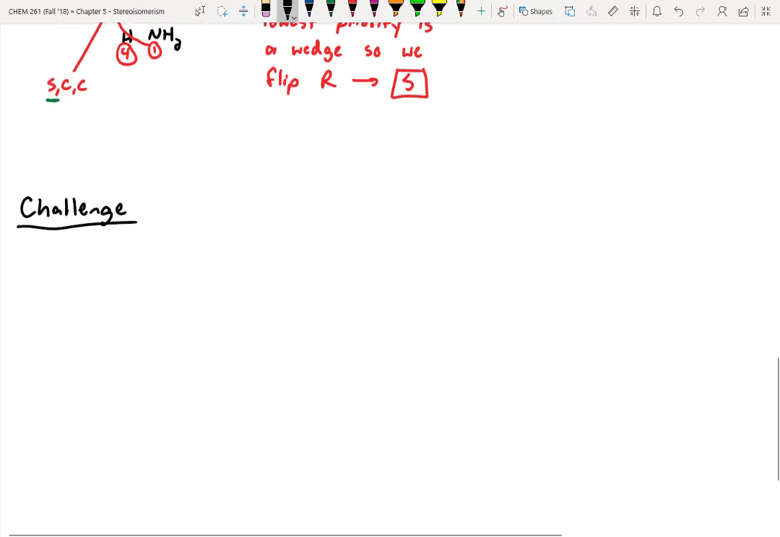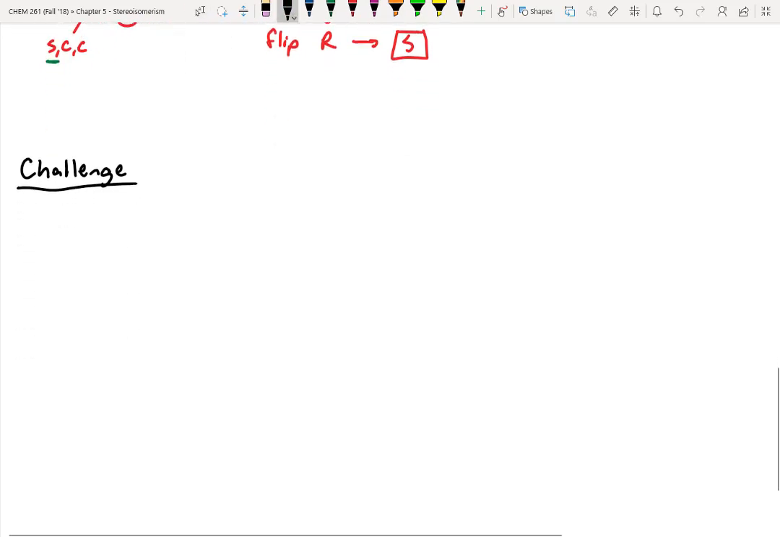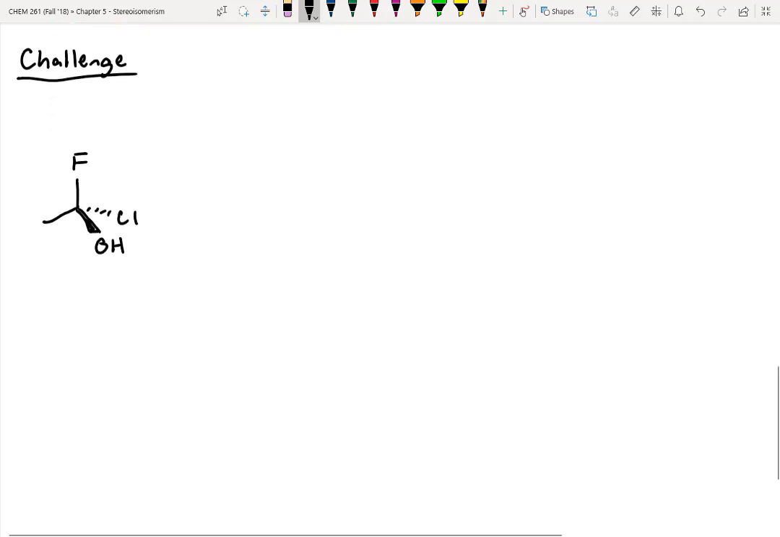All right, so for this challenge one, I've got this compound. I'm just kind of making one up. All right, this is a chiral compound. It has a stereocenter, no internal plane of symmetry. What's the highest substituent? Most important.